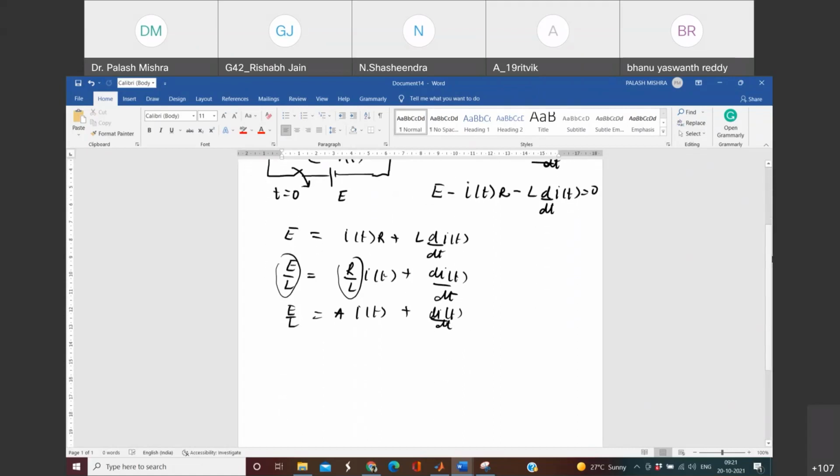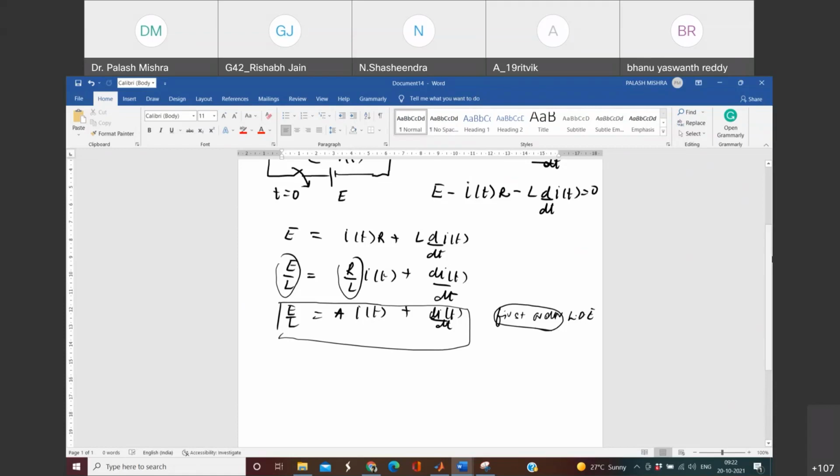This particular equation is a first order linear differential equation. How do we determine the order of a differential equation? You check the highest derivative present in the equation. The highest derivative order is 1, so this is first order. And why is this linear? Because there is no multiplication of two time dependent terms, no di dx or di into dy or dy into dt. So that is a linear differential equation.